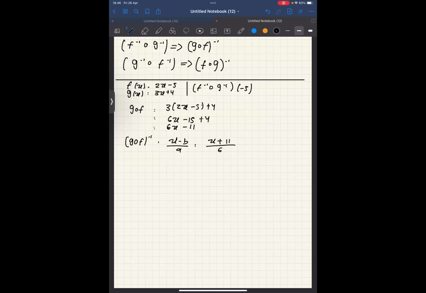Now we're inserting the minus 5 into the x. We get minus 5 plus 11 over 6. We get here 6 over 6, which is equal to 1. So the g of f inverse with minus 5 as the x, we get 1.